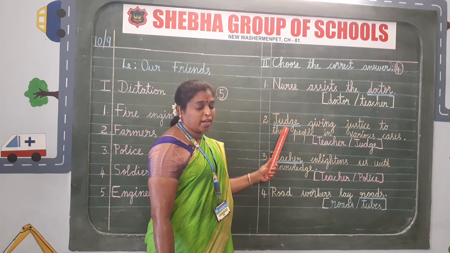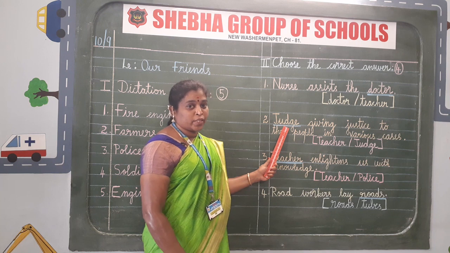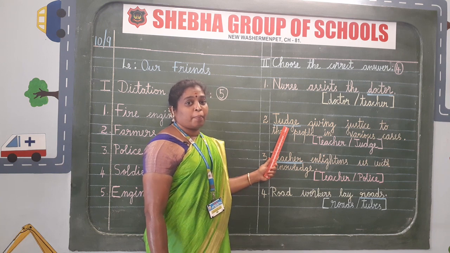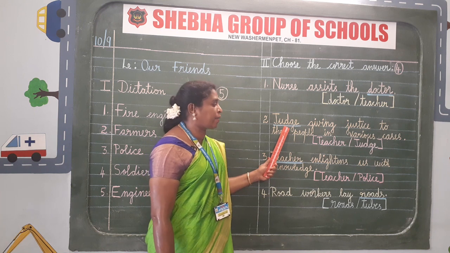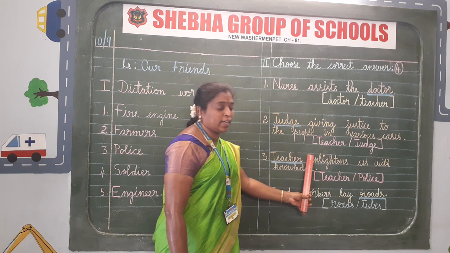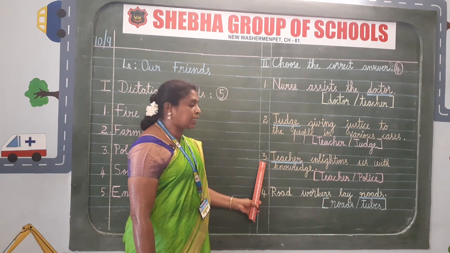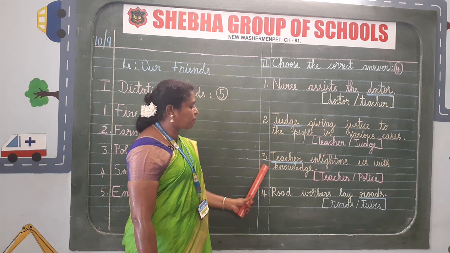Who is a judge, ma? Judge is a person who gives judgment, investigates the cases and gives the punishment, what the punishment must be given to the criminals. Okay, children? After finishing the second one, again you have to leave one line and write the third one. Third one, 3 must be inside the margin.